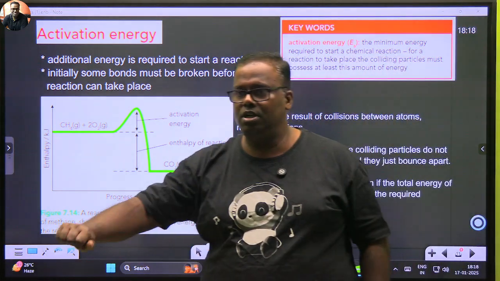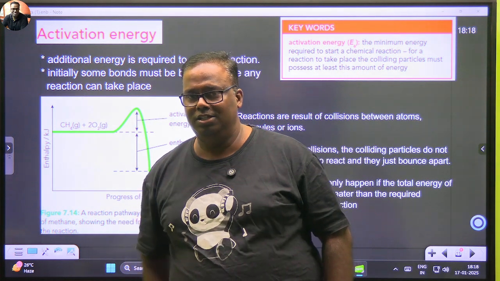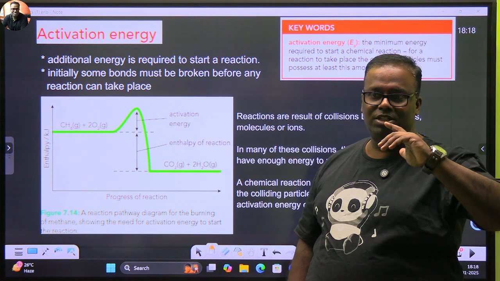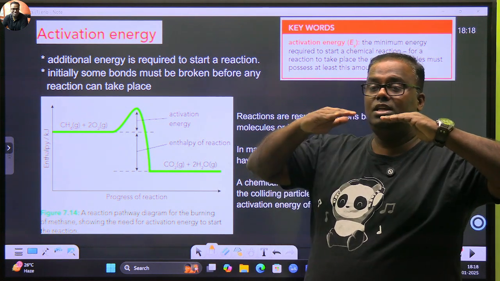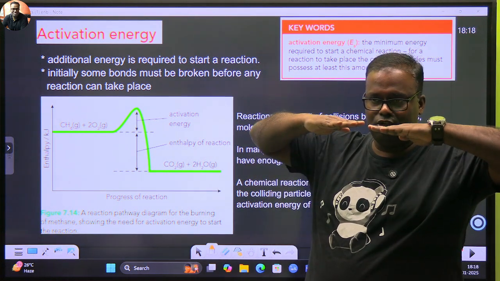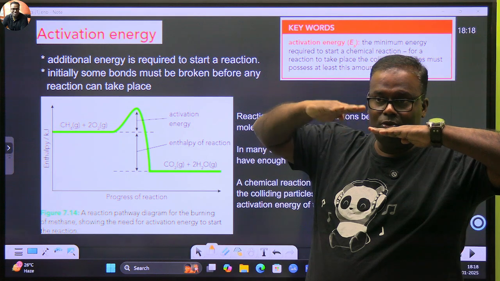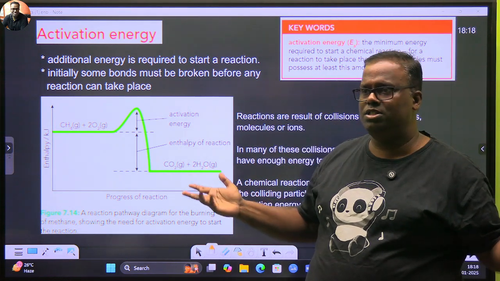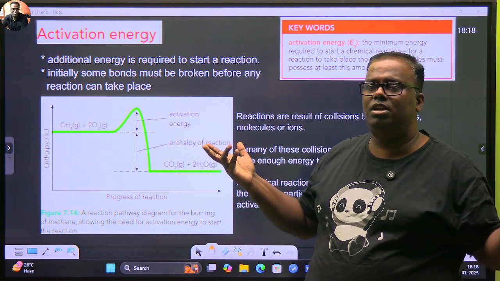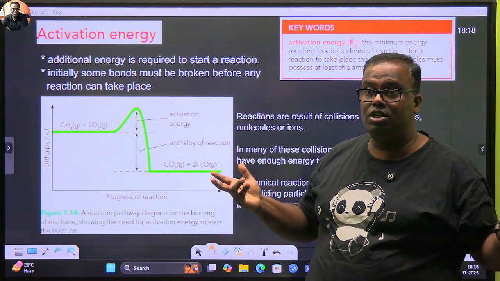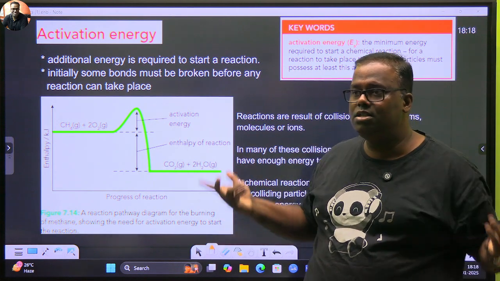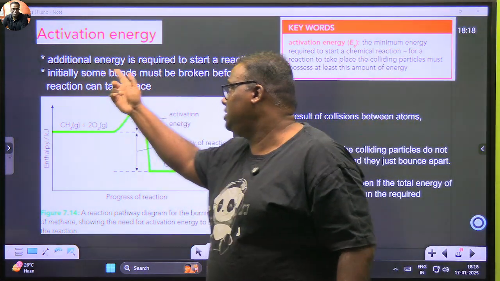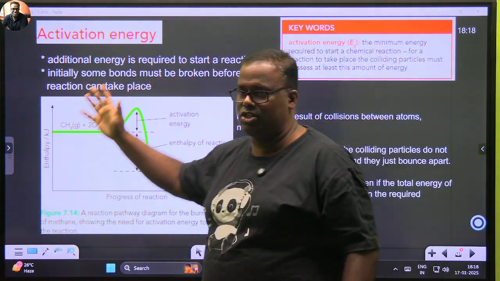If LPG leaks in the house, it would catch fire. You should have activation energy. So what is that parameter which decides this? The ignition temperature. The ignition temperature of a fuel should always be more than the ambient temperature. What is the ambient temperature of Hyderabad today? Something around 17, 20 degrees. If your fuel's ignition temperature is 8 degrees, it will burn the moment you bring it. That should not happen. So in that case, we say additional energy is required to start a reaction.